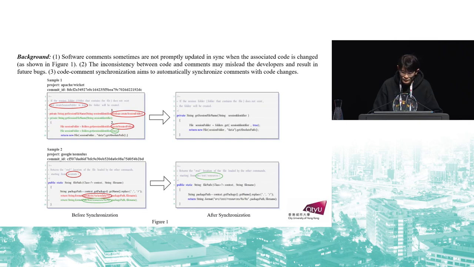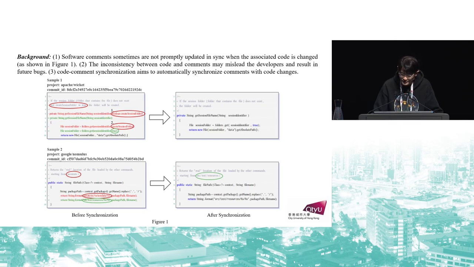For example, we list two samples here from real projects in Figure 1. The first sample is extracted from Apache, while the second sample is from Google. The green line denotes the newly added statements, while the red line denotes the statements removed. For sample one, the new code has not considered the variable create session folder, instead keeping it as true by default, but the comment did not remove it. For sample two, the file path java test slash has been changed in the new code, but the modification in the comment has not been made correspondingly.